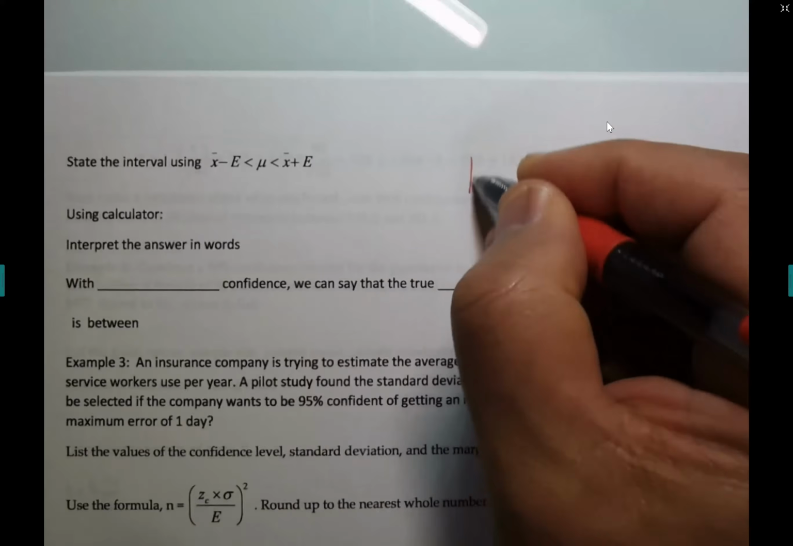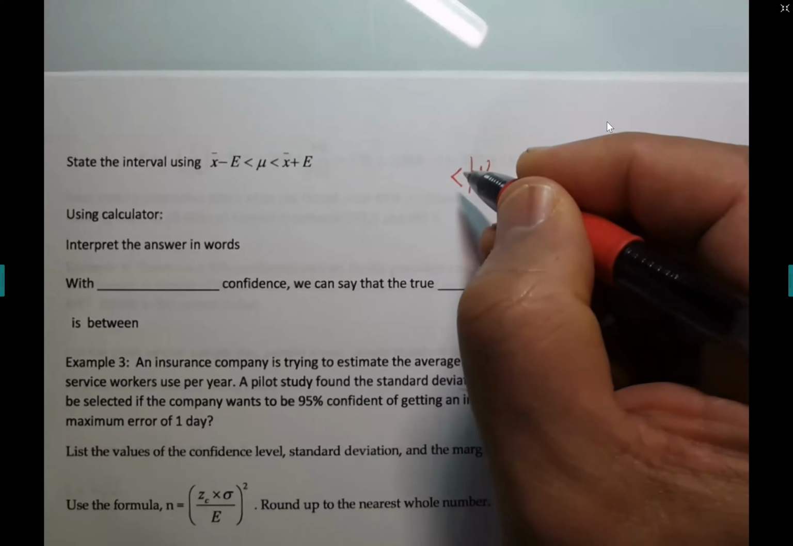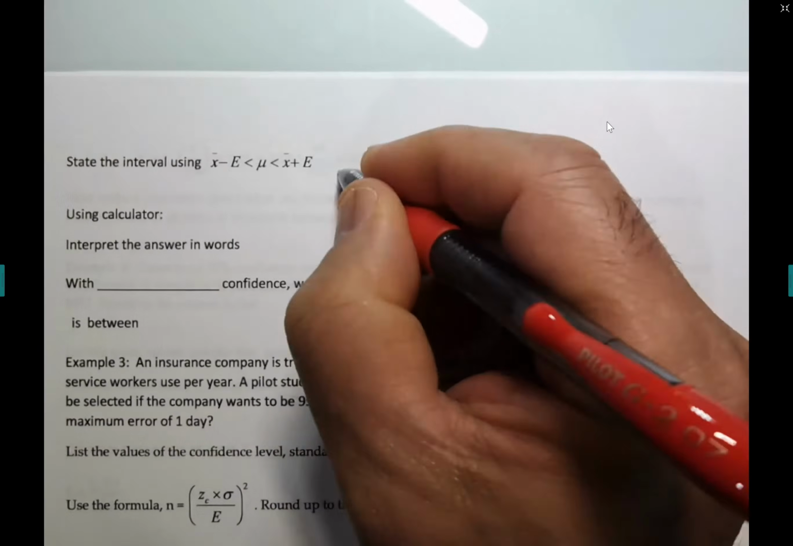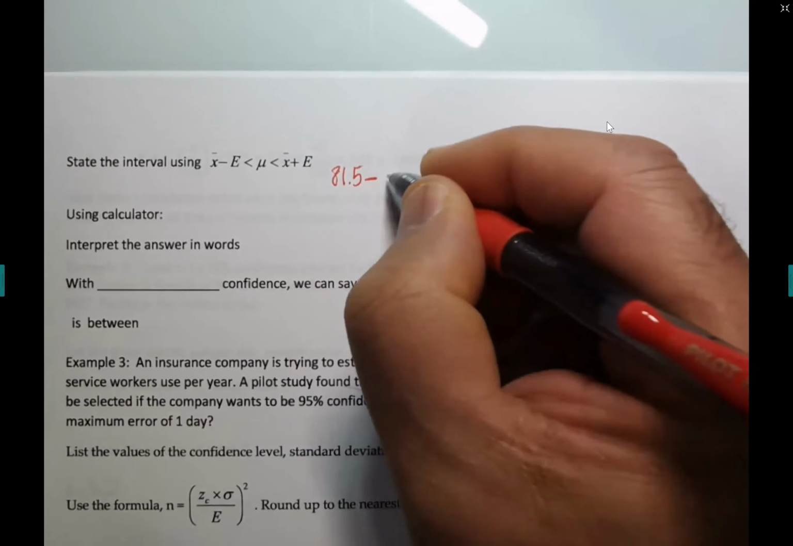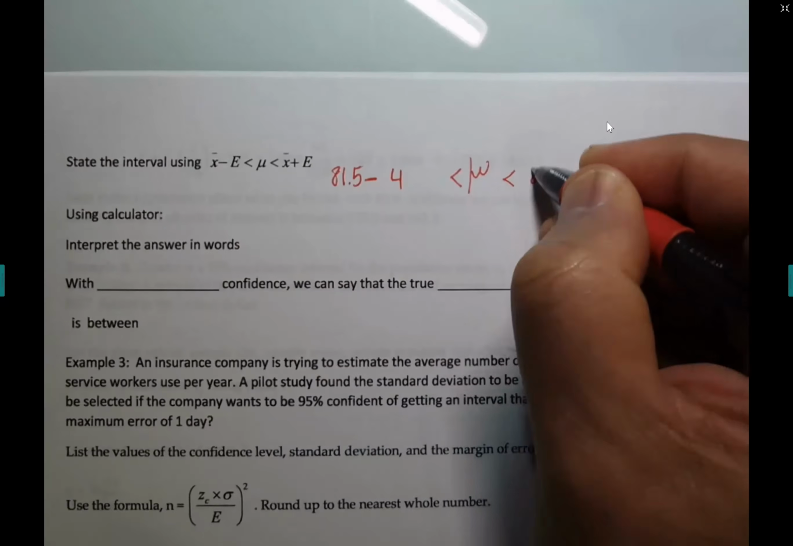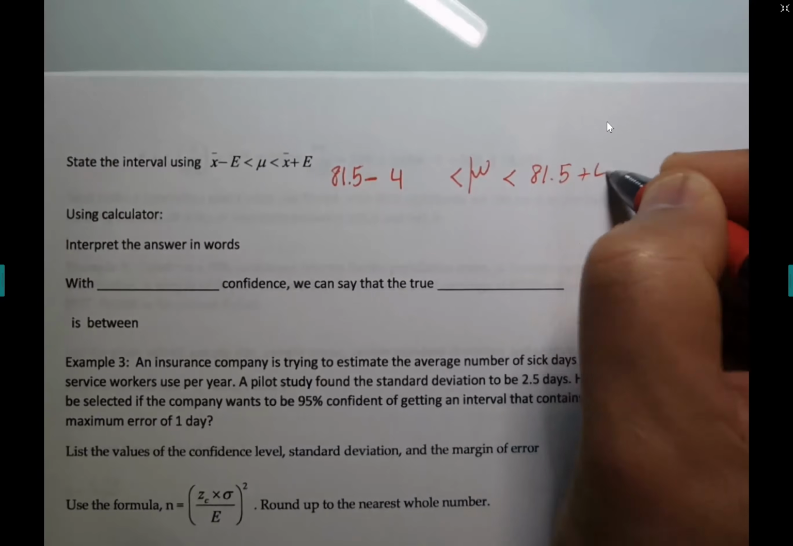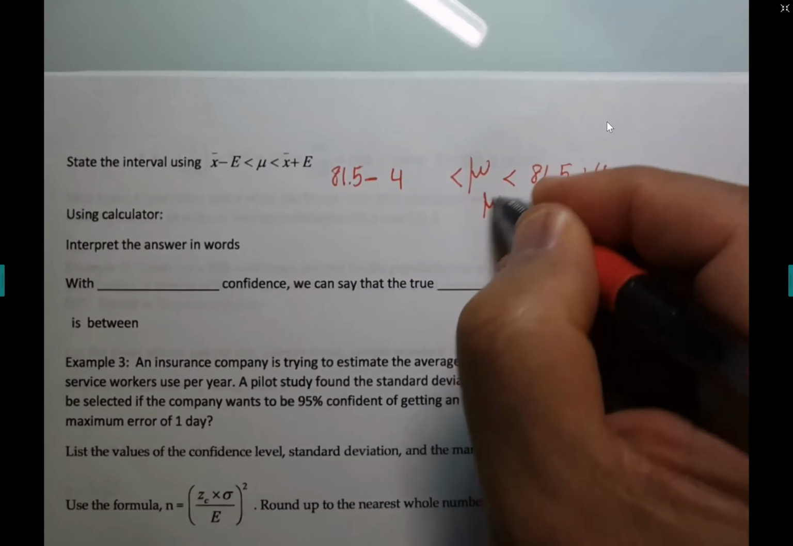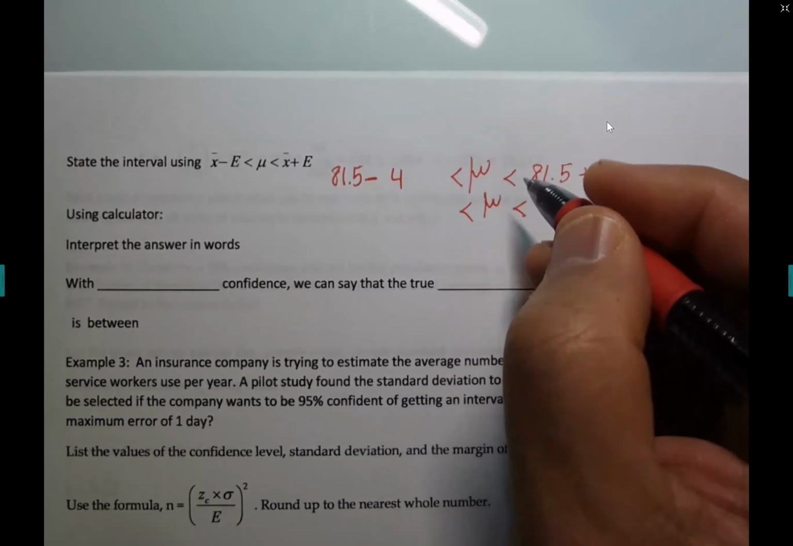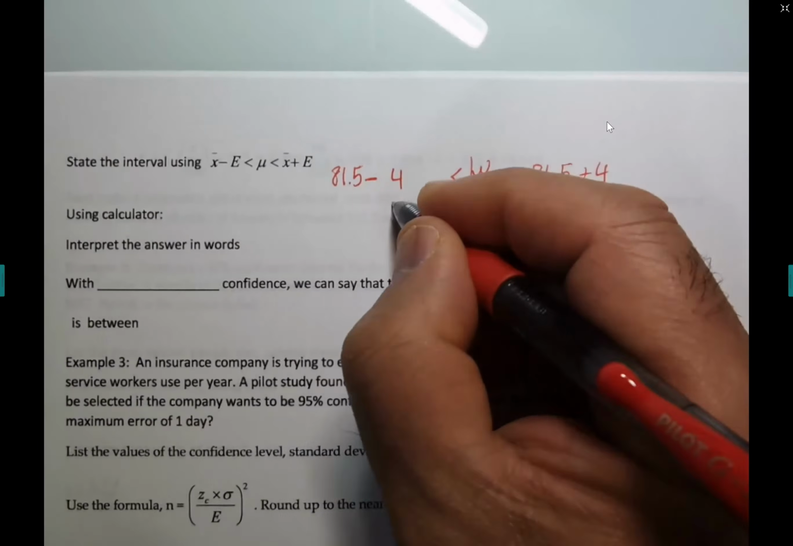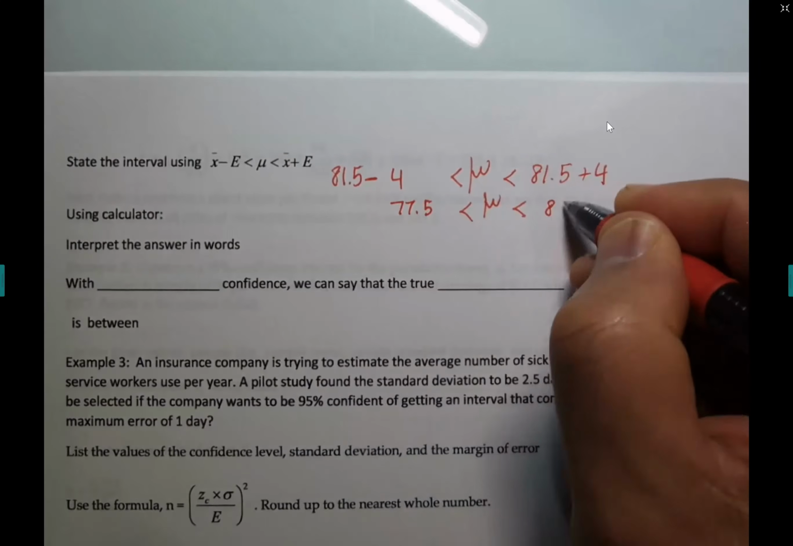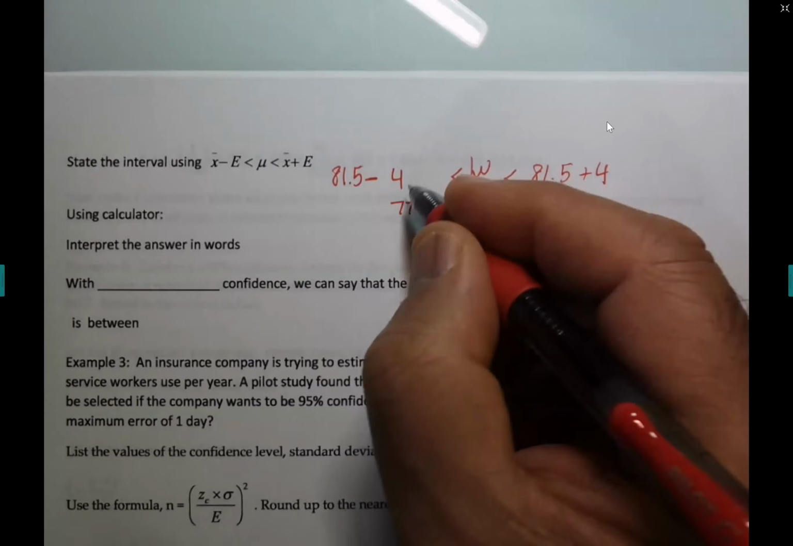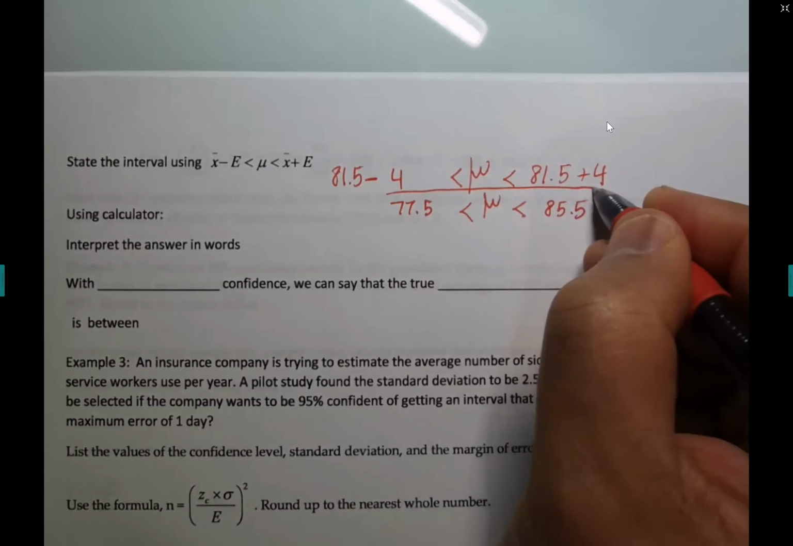And now let's take the page. Mean is between x bar, which is 81.5. We're almost done, guys. Minus 4 and 81.5 plus 4. So mean is between 81.5 minus 4, which is 77.5, and this is 85.5. And this is your confidence interval.